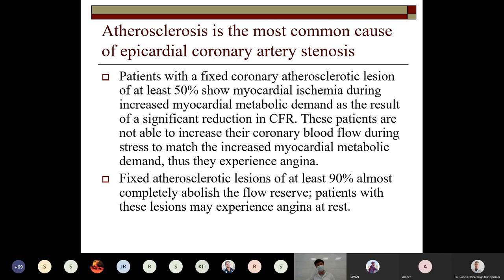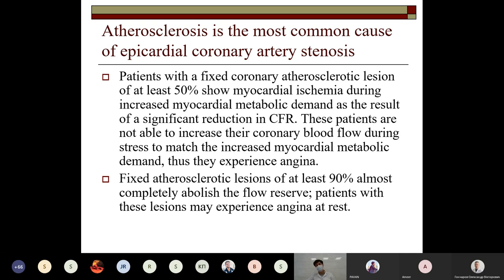The next slide illustrates that atherosclerosis is the most common cause of epicardial coronary artery stenosis. You should know that at least 50% of the patients with established coronary artery stenosis might have 50% of general stenosis value. These patients are not able to increase their coronary blood flow during stress to meet myocardial metabolic demands, and thereby they experience angina, especially stable angina. But sometimes they have severe fixed stenosis without any clinical presentations. For these clinical settings, we understand that probably collateral activity and other specific morphological substrate mediate the adaptive mechanisms that contribute to rejuvenation of the cells existing in these patients.